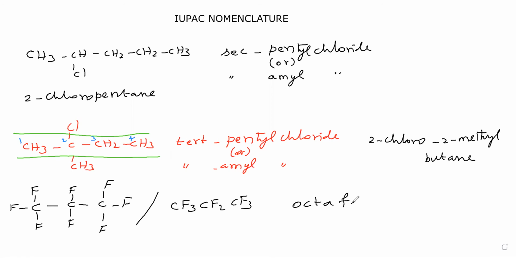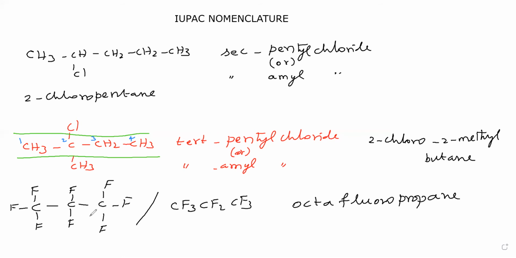Fluorine we say fluoro. Then 3 carbon atoms are present in the parent chain, that is called prop. Then carbon-carbon single bond, therefore ane. So octafluoropropane. Here the fluorine position we need not say, because there is no hydrogen at all. Instead of hydrogens, fluorine atoms are present here, therefore we need not say the position of fluorine.